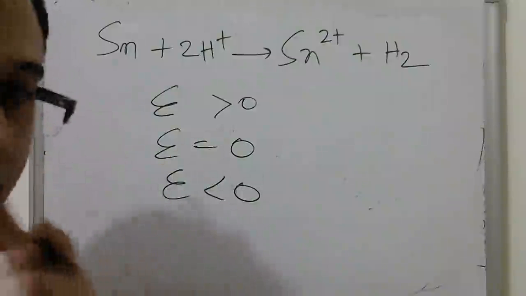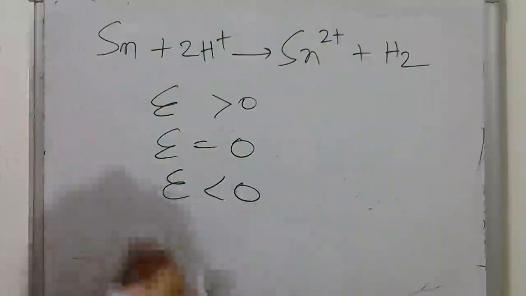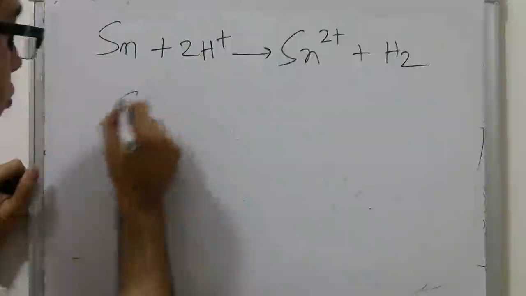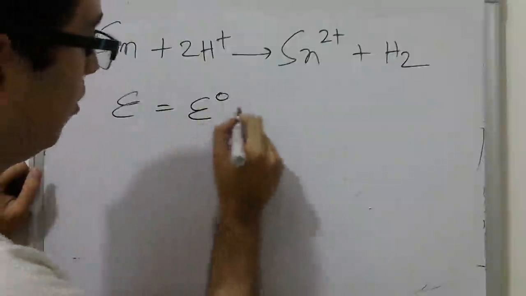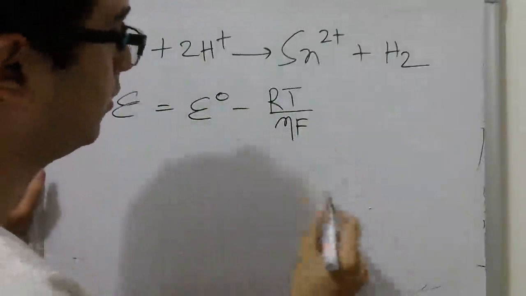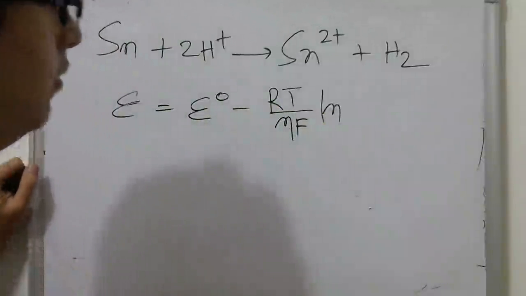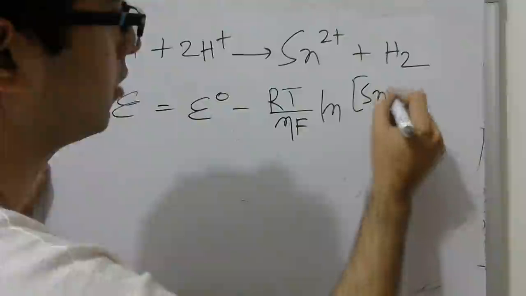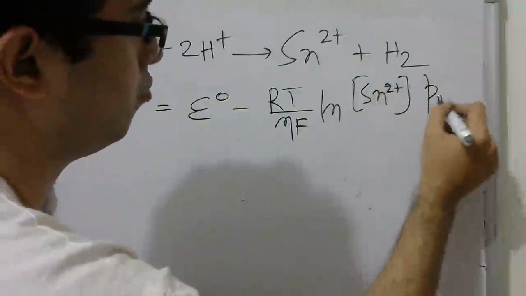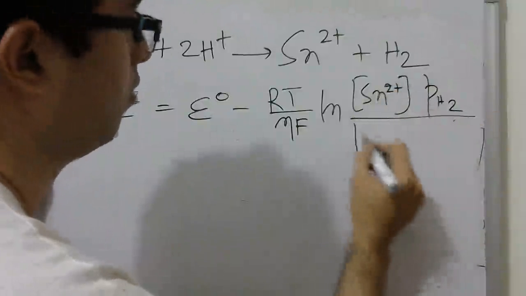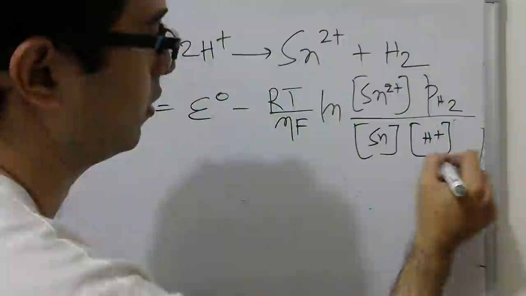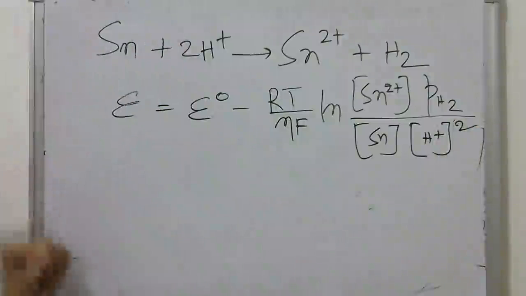Now let's find the electrode potential of this reaction. To write this, the first equation that you should write is E equals E0 minus RT by nF ln of Sn2+ concentration times pH2, over the concentration of Sn and hydrogen concentration.